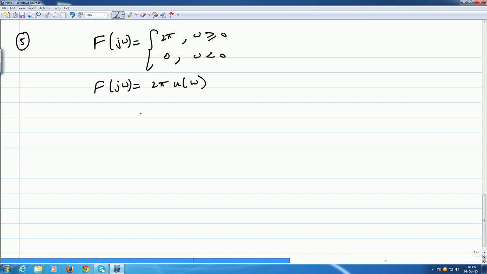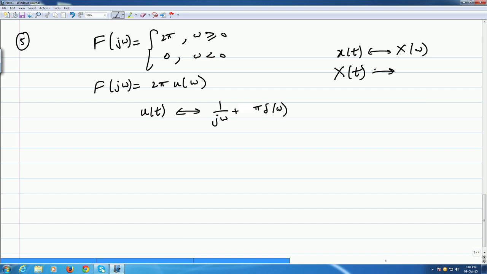something known as duality. For instance, you know u of t transforms to 1 by j omega plus pi delta of omega. There is a property called duality which says x of t transforms to X of omega implies capital X of t. Okay. So, when you see the Fourier transform function and instead of omega put t in it, you get that transforming to 2 pi x of minus omega.